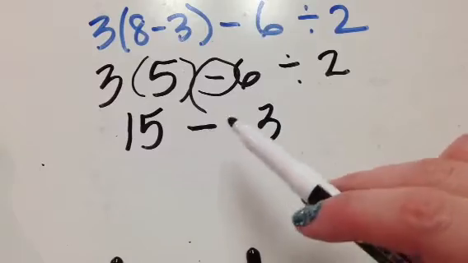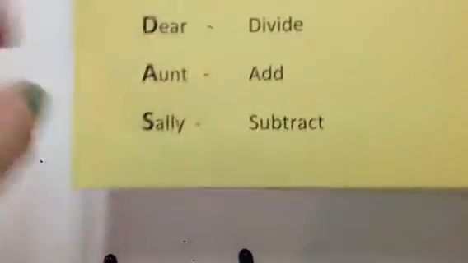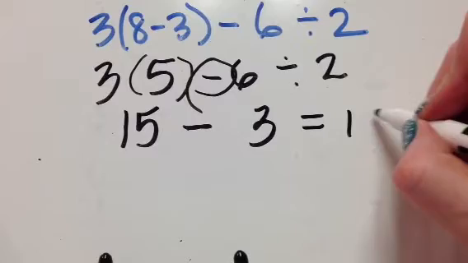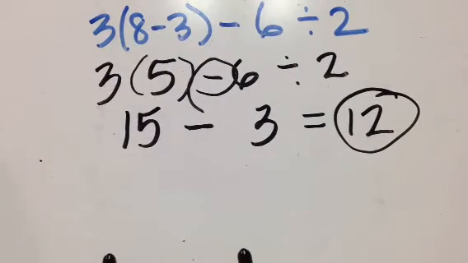And now I have 15 minus 3. Add and subtract. If you look here, add and subtract, those are my last two things to do. So 15 minus 3 is 12. So my correct answer on this one would be 12.